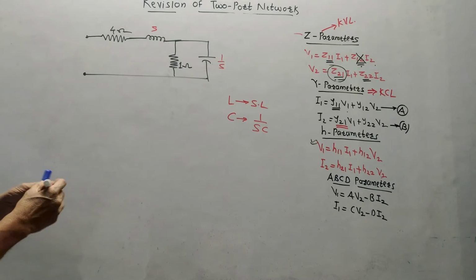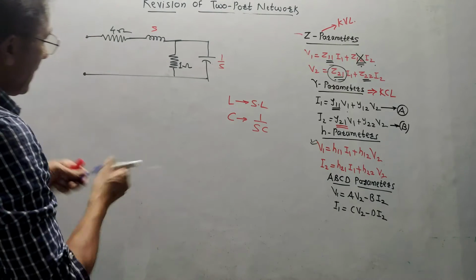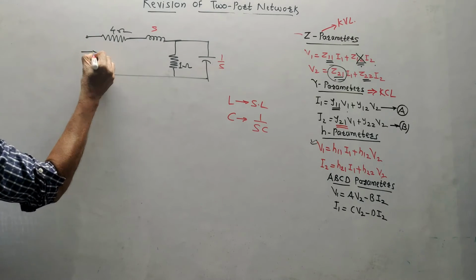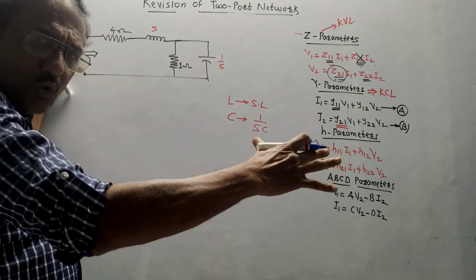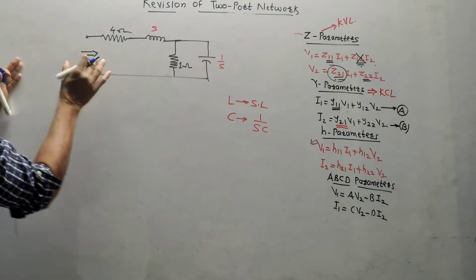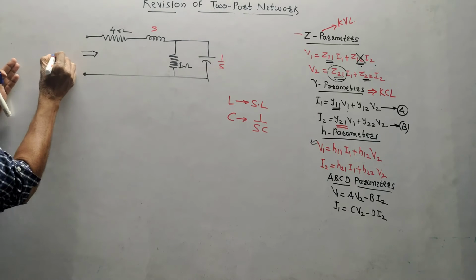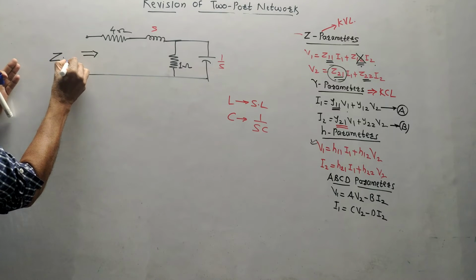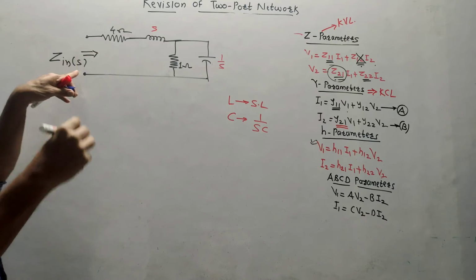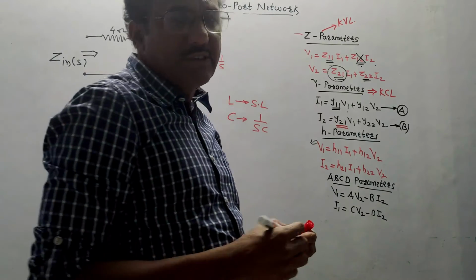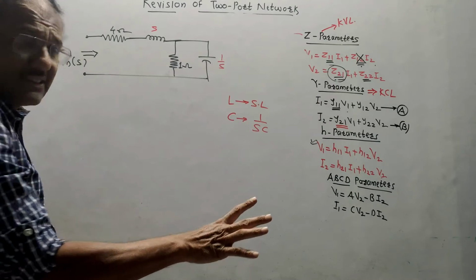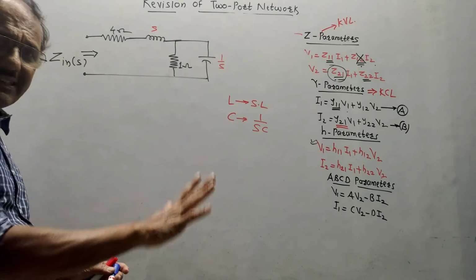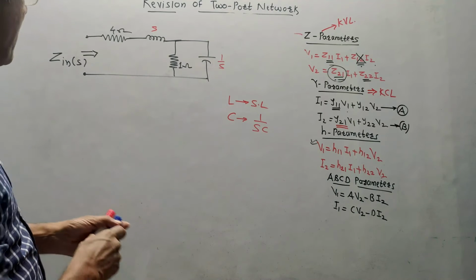Now, I have to do the driving point impedance. Keep in mind, this is the input part. Always and always for driving point impedance, try to do the calculations from this part. I will mark the arrow at this part and write the notation as Z in of S. Why S? Because we are doing the calculations in Laplace domain. Don't be afraid. No extra formula of Laplace is required as far as these numericals are concerned. Only these two formulae.